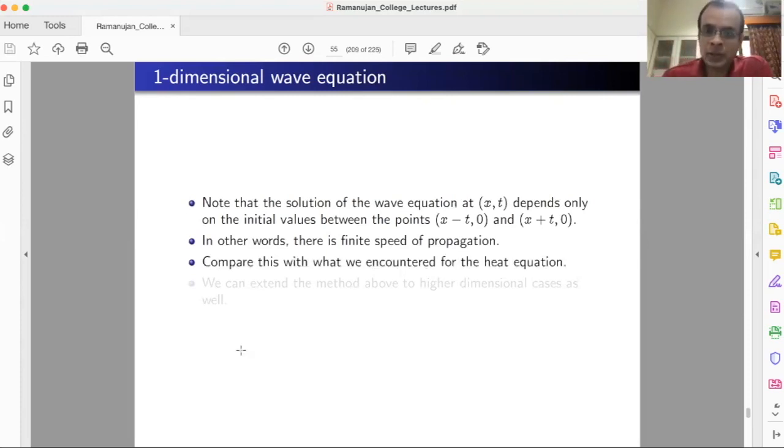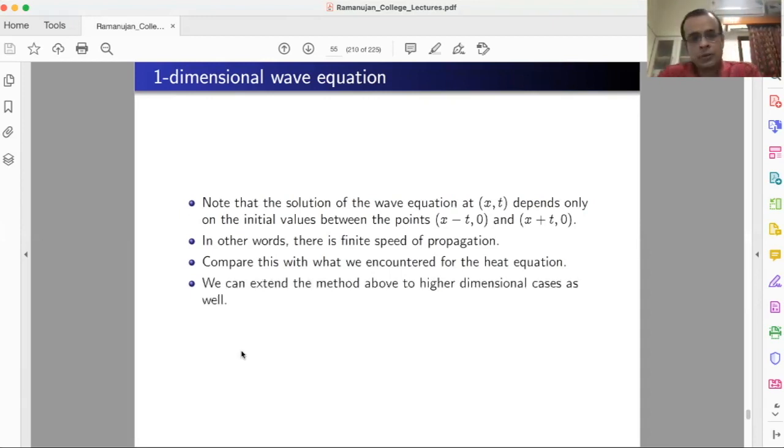Okay, so please go back and compare this with what we encountered for the heat equation. For the heat equation, if you have a non-negative initial value and if at one point it is positive, then the solution becomes instantly positive everywhere. Whereas it's not the case over here.